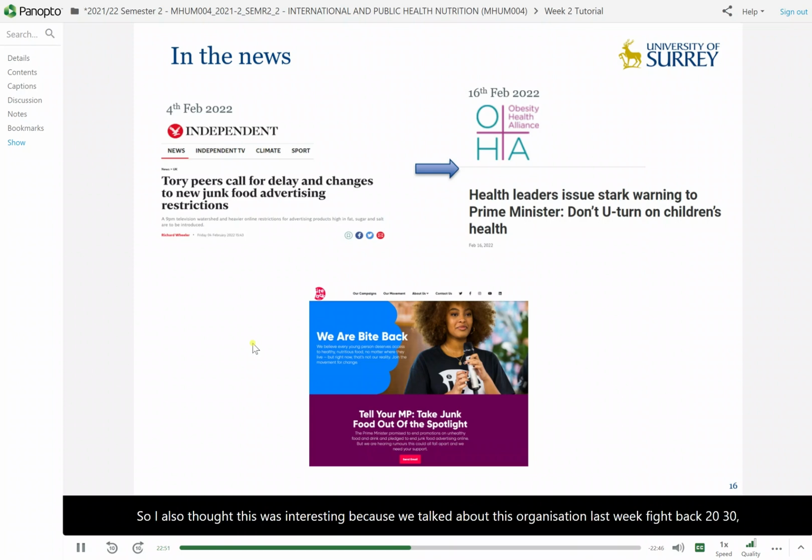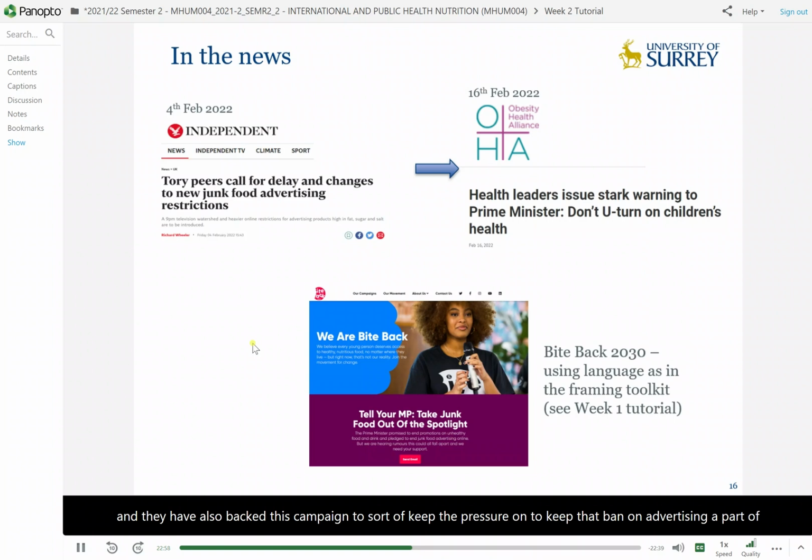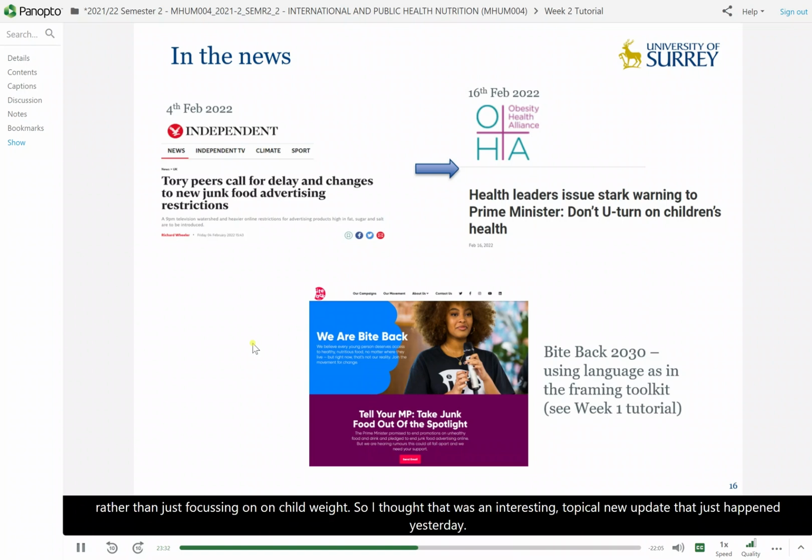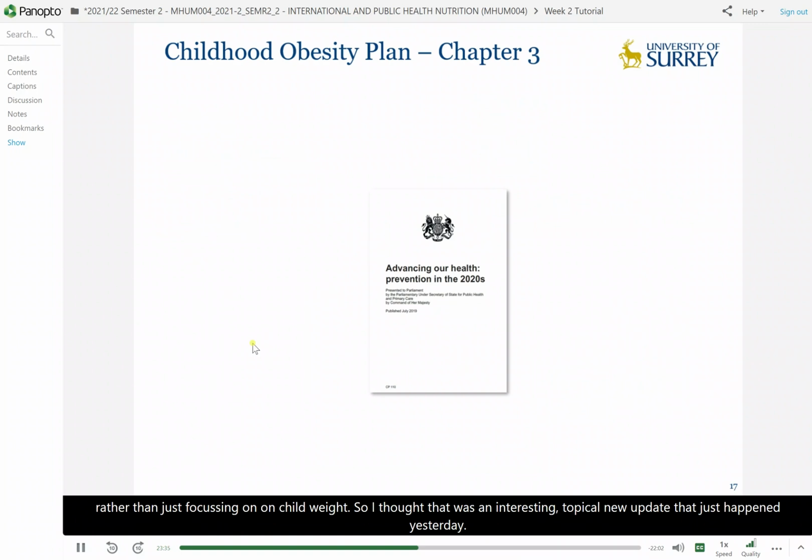I also thought this was interesting because we talked about this organisation last week, Bite Back 2030, and they have also backed this campaign to keep the pressure on, to keep that ban on advertising part of the agenda, and have a way for people to write to their MP to put pressure on and keep that momentum. And for anyone who did look through that framing toolkit that we mentioned last week, you can see that a lot of the language in this letter to the MP and in this campaign is around that positive framing of child obesity and talking about the chance to improve health and well-being in general, rather than just focusing on child weight. So I thought that was an interesting topical update that just happened yesterday.